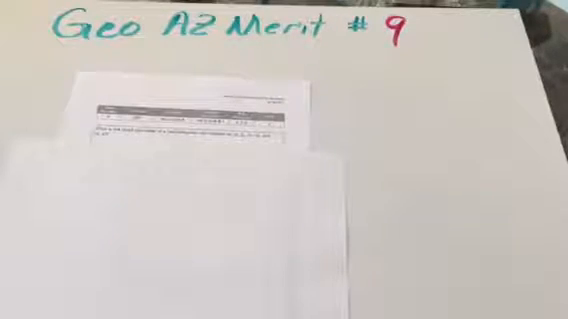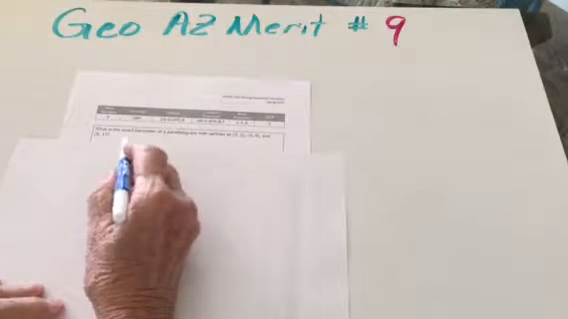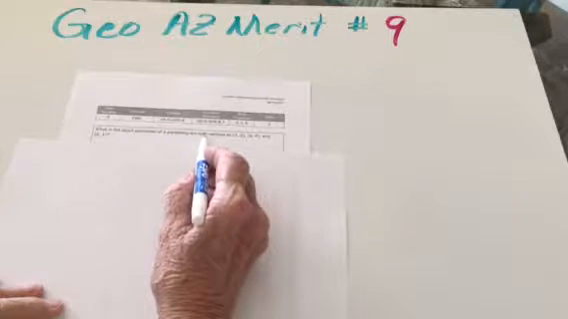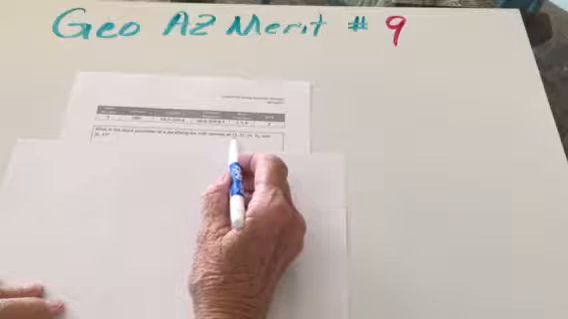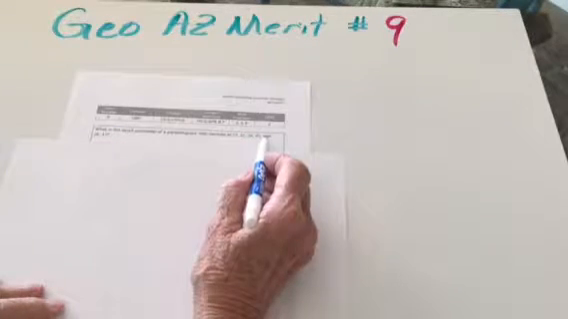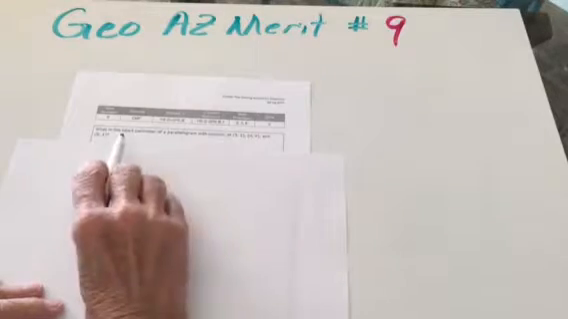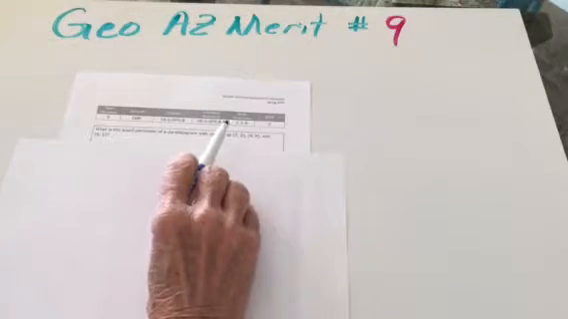In this video, we are looking at question number 9 on the Geometry Arizona Merit Test. So I would like to have you have that paper right in front of you guys so you can see what's going on. It says, what is the exact perimeter of a parallelogram with vertices at, and then it gives us 3 points. It doesn't give us 4, just gives us 3 points. The exact perimeter.